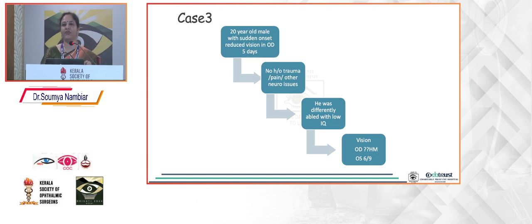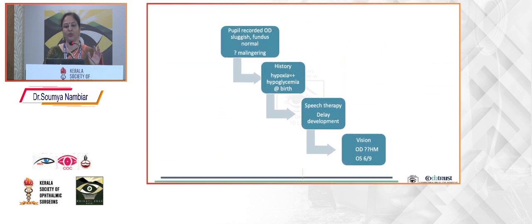Now, this is case 3 of a 20-year-old male. So this guy comes to the general ophthalmology OPD, and he's a differently abled child with a low IQ. You cannot rely upon his history completely. But he did give a history of sudden reduced vision in the right eye. No history of trauma or pain or anything of that sort. Vision recorded in the right eye in general ophthalmology was hand movements, and left eye it is 6/9. Okay, they referred probably because he was not very cooperative. So whether the vision is reliable, we do not know. Pupil recorded in the OPD was sluggish, and fundus was normal.